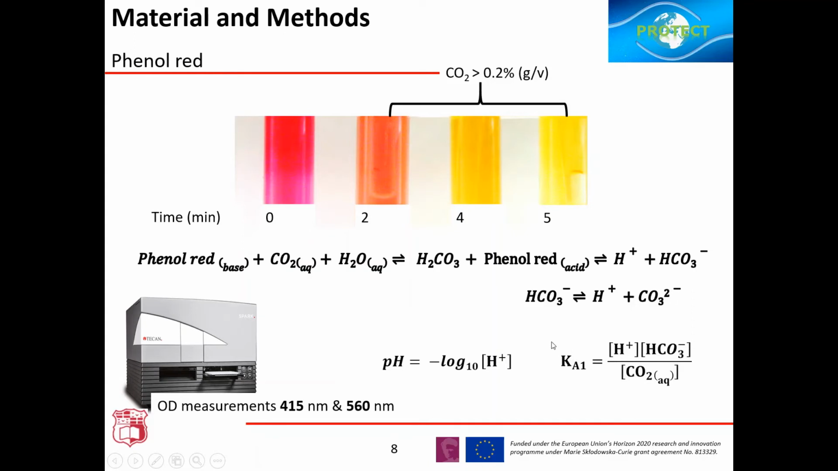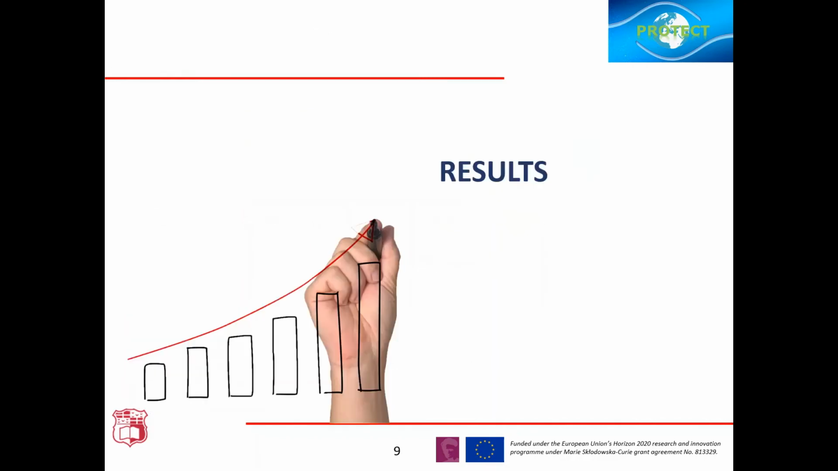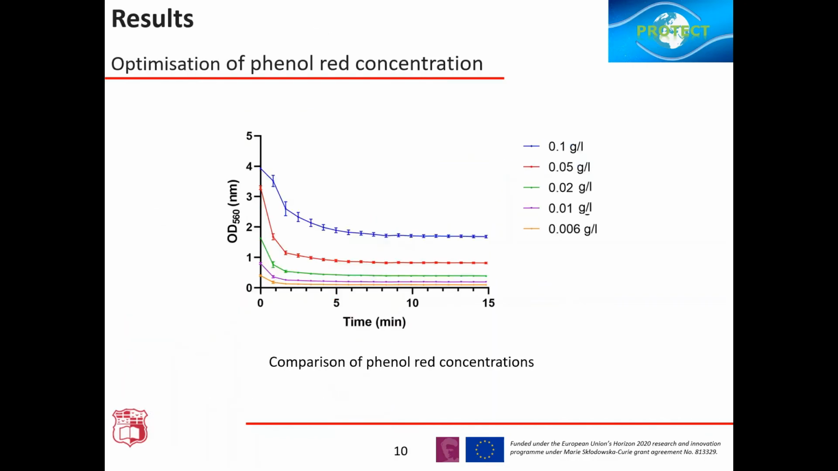This is the process for estimating dissolved carbon dioxide. And now we move to the results. The first step was to optimize the concentration of phenol red that we have to use. The concentration of 0.06 grams per liter is commonly used for tissue culture media, and we can see the color change by our eyes. In our case, we measure the absorbance, we use a sensitive device, and this concentration gave us low readings. So we have to choose from these 5 concentrations.